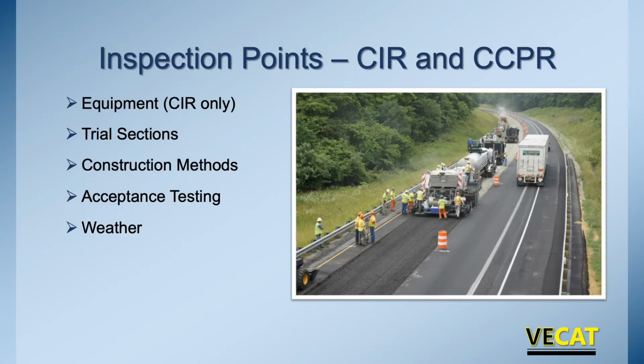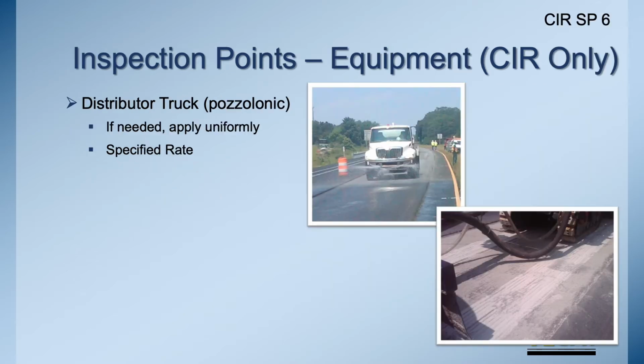So here's a picture. We're doing cold-in-place recycling out on Interstate 81 several years ago, and you can see here's the equipment that we're using. We'll talk about that for the CIR. We'll talk about trial sections. We'll talk about construction methods. We'll talk about acceptance testing, and then we'll finish with weather.